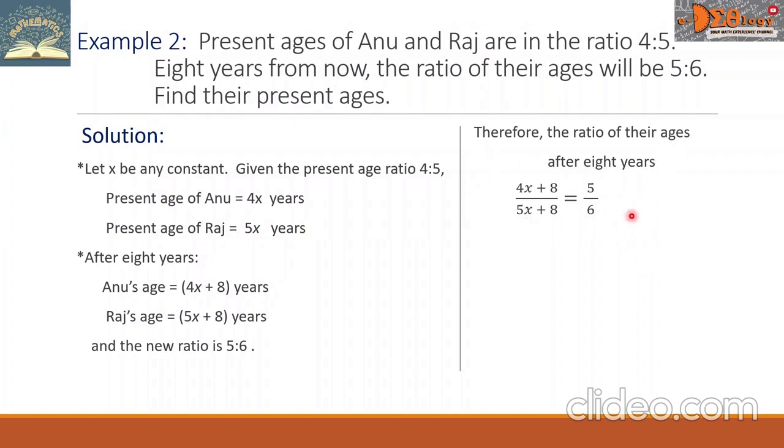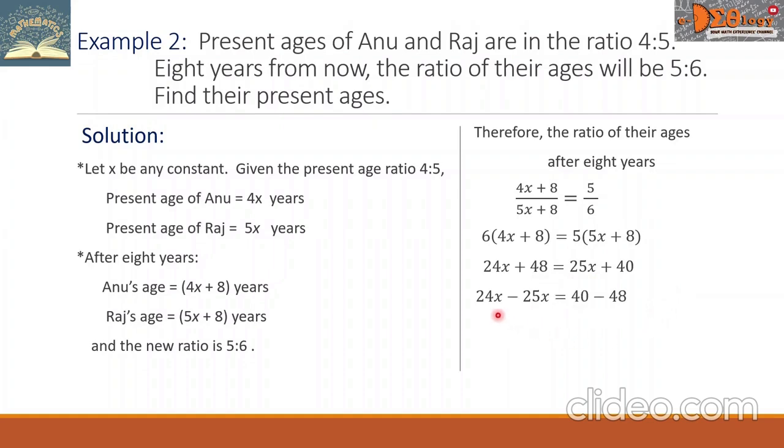Let us do cross multiplication. We have now 6 times 4x plus 8 equals 5 multiplied by 5x plus 8. Then we simplify both sides. 6 multiplied by 4x plus 8, so we have 24x plus 48 equals 5 times 5x is 25x, 5 times 8 is plus 40. Now, let us transpose this 25x to the left.